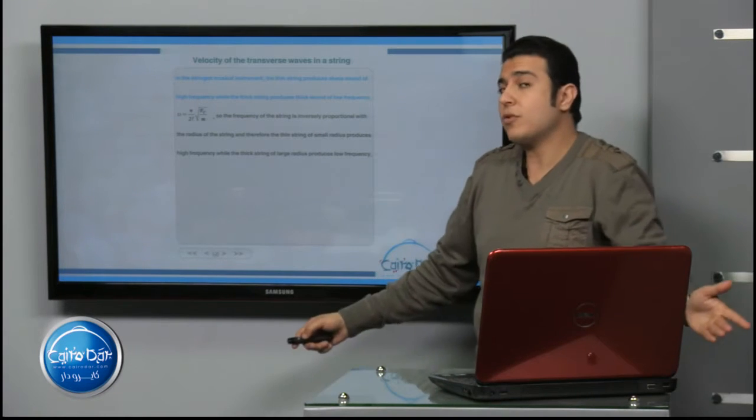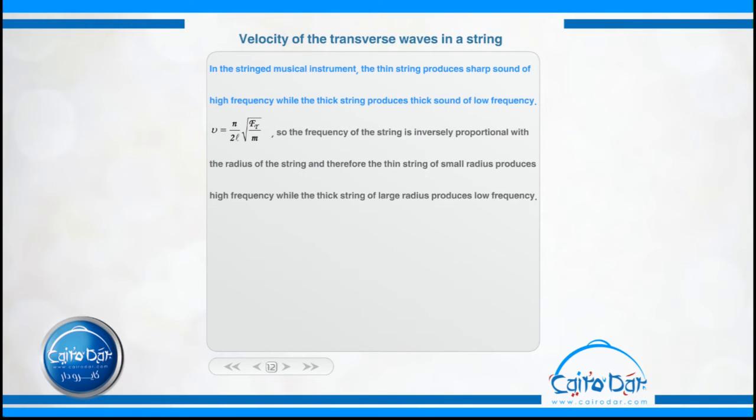So, from where do we know this relation? From this relation: nu equals n over 2L times the square root of FT over m. M here, the mass per unit length, equals rho density times pi r squared. So r squared comes out from the root as r. So the relation between the frequency and the radius is inversely proportional. So the frequency of the string is inversely proportional with the radius of the string.